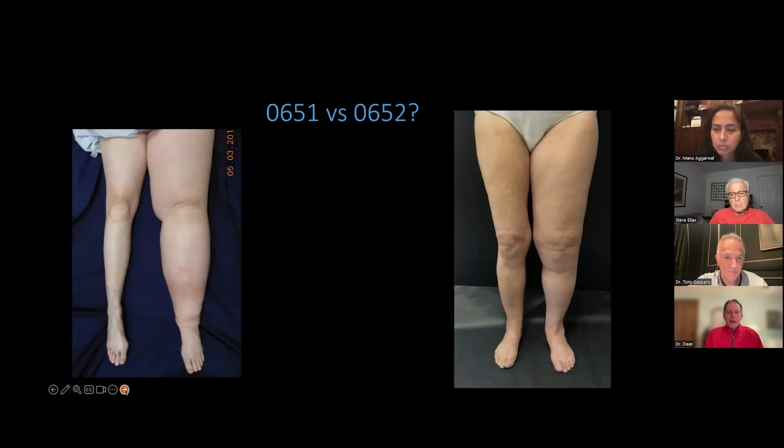Now, in both of these situations, we have lymphedema extending to the inguinal ligament because both of these patients underwent a previous pelvic lymph node dissection. What would be the ideal selection, a 651 or a 652? We're polling the audience again.